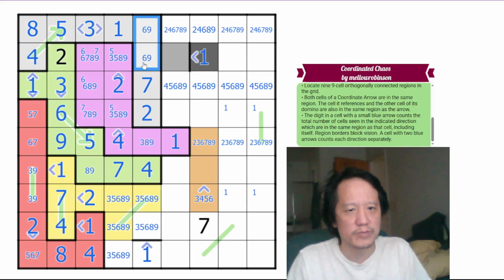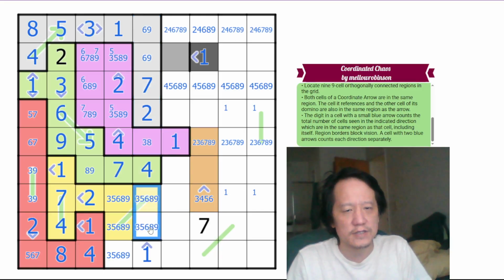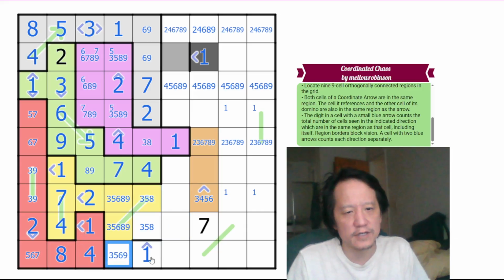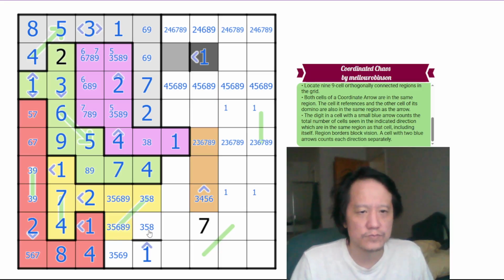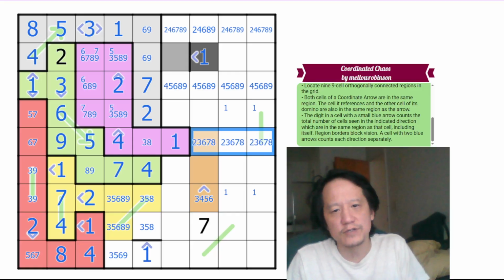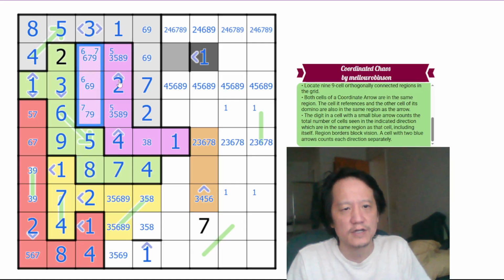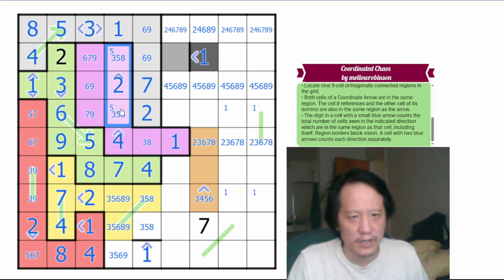This is a 6, 9 pair, which eliminates 6 and 9 in the rest of the column. So this can't be 9. This can't be 6 or 9. This 8 eliminates 8 here. This 9 eliminates 9 in the rest of the row, and it eliminates 9 in the rest of the region. So this is 8, which means this can't be 8. This is a 6, 7, 9 triplet, which eliminates 6, 7, 9 in the rest of the column. So this can't be 9 here.